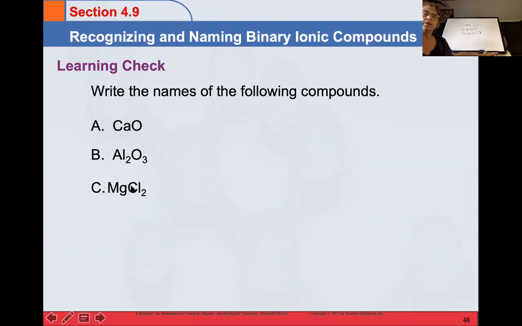So here's a little concept check for you. First you name the cation and then the anion, and always remember to change the end of the anion to IDE. So always remember to pause your recording and do these learning checks before you go ahead and look at the answers.